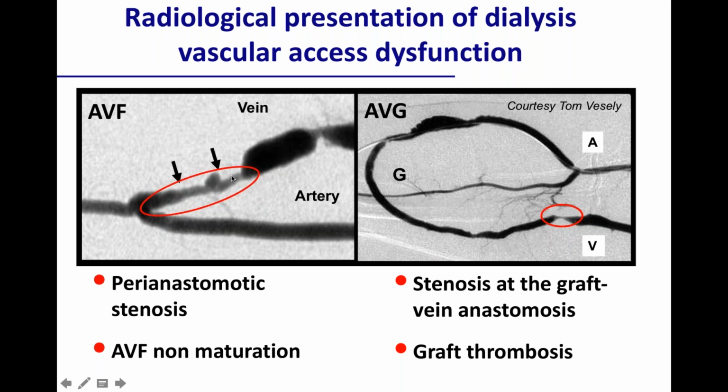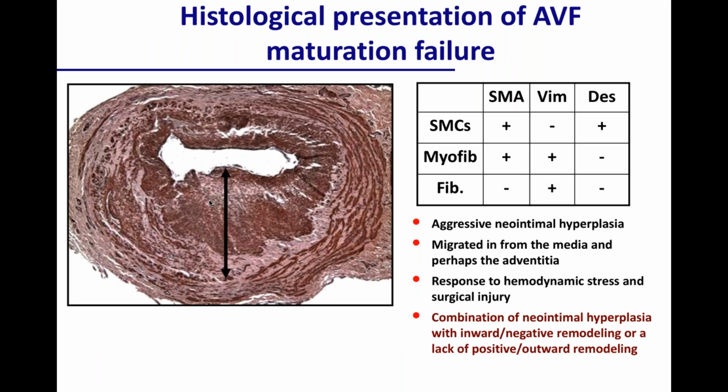Now, if you take tissue from this region over here and look at it under a microscope, and we have done this repeatedly both within our group and in the context of a large NIH study, you then get what I have termed the histological presentation of arteriovenous fistula maturation failure, which, if you look at the panel on the left, is an aggressive venous neointimal hyperplasia, which is made up of smooth muscle cells and myofibroblasts, and in fact, on some occasions, fibroblasts as well, which have migrated in from the media and perhaps also from the adventitia in response to hemodynamic stress and surgical injury.